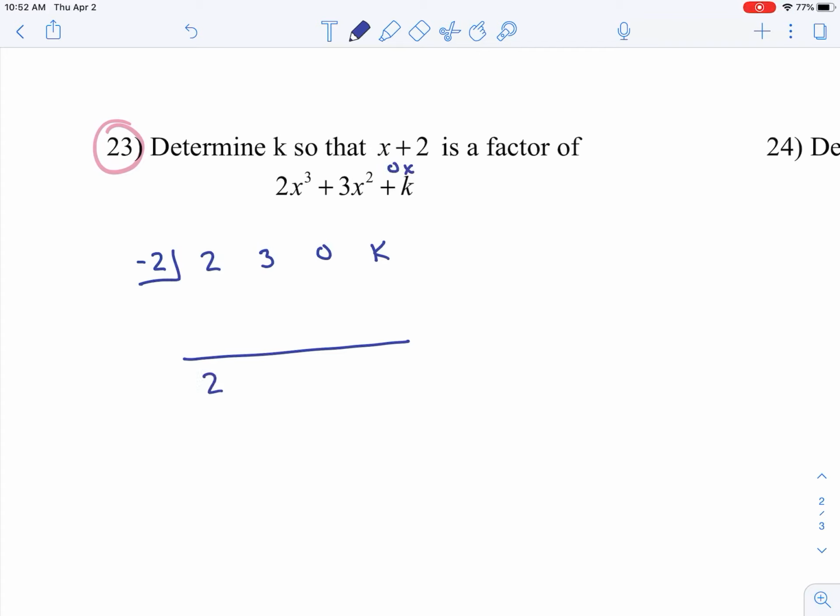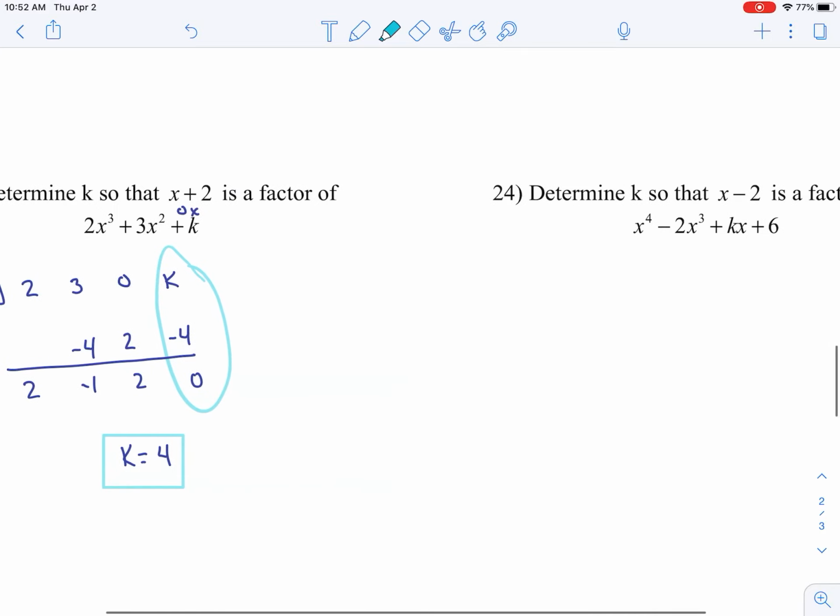Okay, multiply and add, multiply and add. All right, here's my column. When I go to add, I want to have a remainder of 0. So what is the value of k that'll give me a remainder 0? k would have to be 4.